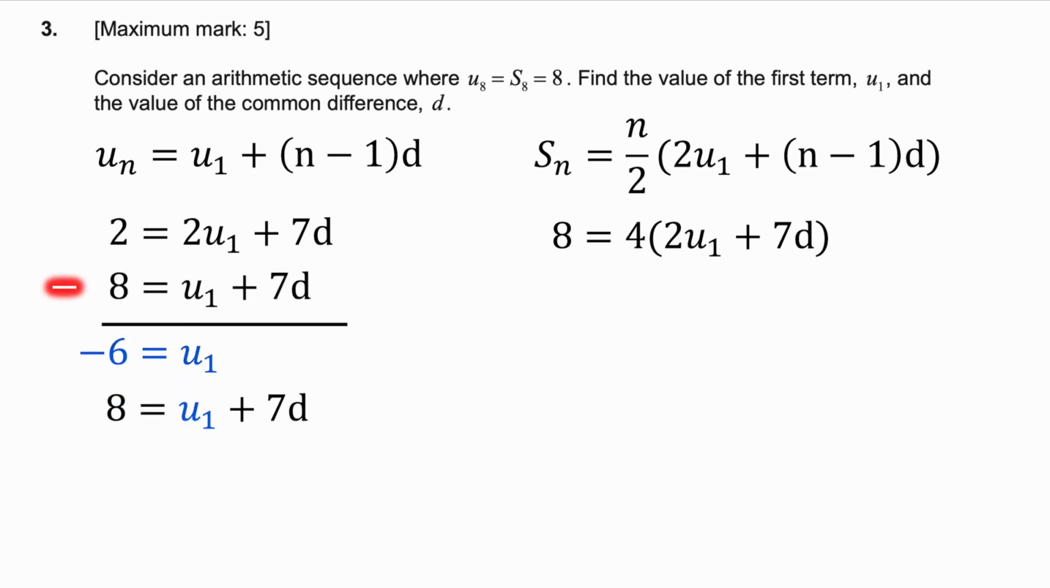Now to find the difference, we're going to replace u1 in one of the equations with minus 6. We're going to move the minus 6 to the other side, get 14 is equal to 7d, divide by 7, and we get d equals 2. And that is the final answer. We've got u1 equals minus 6 and d equals 2. Perfect. 5 marks. That's question 3. Let's move on to question 4.